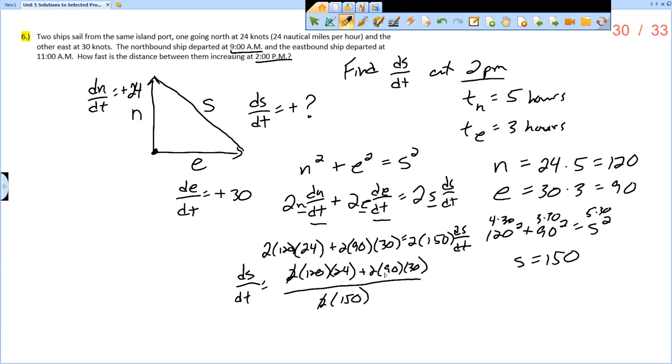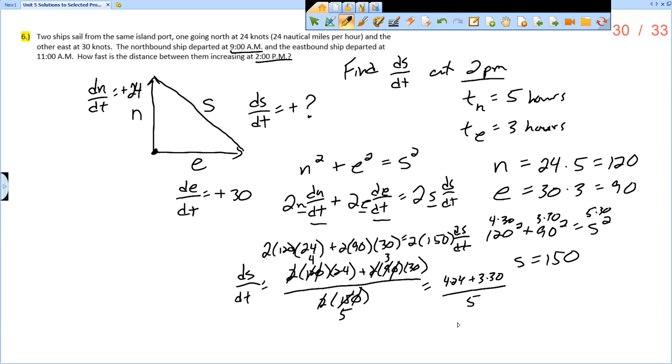All right, so obviously the 2s reduce here. 150, 90, 120, so I can divide everything by 10. So this just becomes 9, this just becomes 12, this just becomes 15. Now everything is divisible by 3, so this can become 3, this can become 4, and this can become 5. So to make it a little bit easier, we have 4 times 24 plus 3 times 30 all over 5. And this wouldn't be reducible anymore.